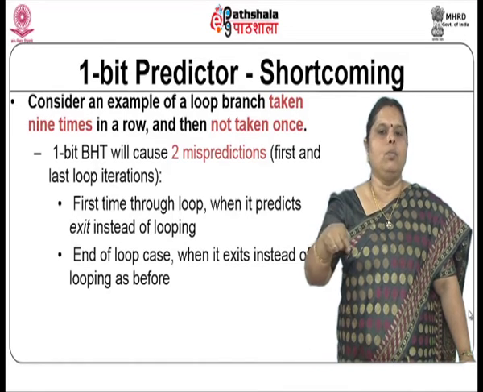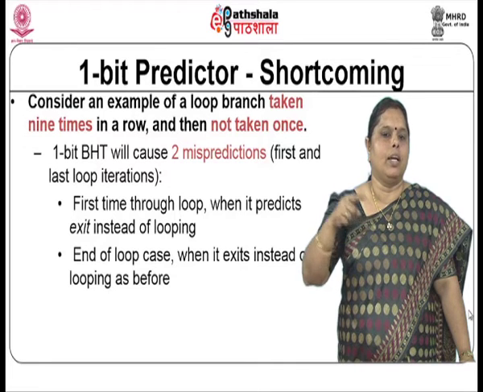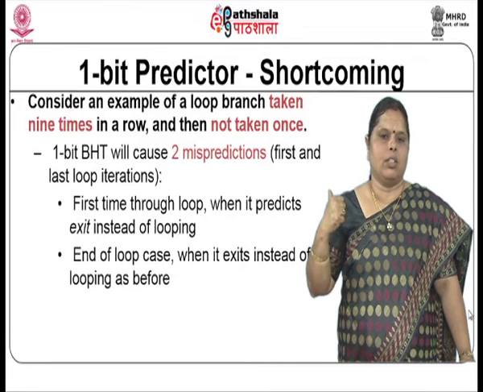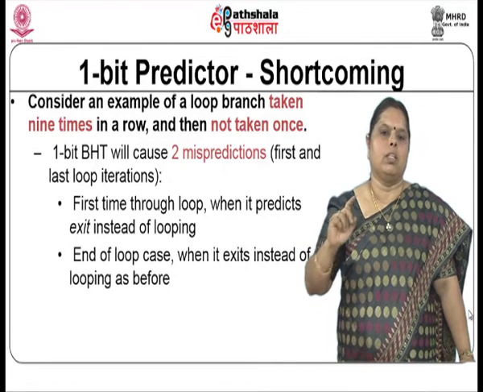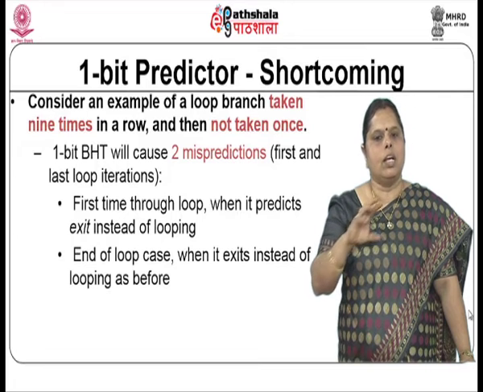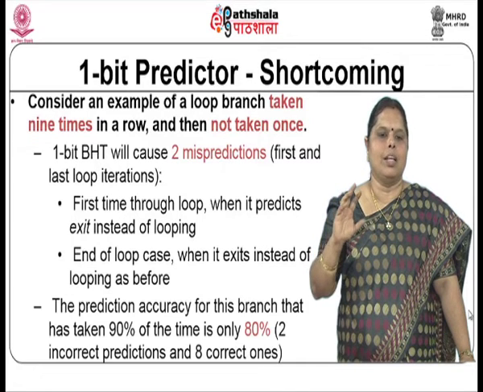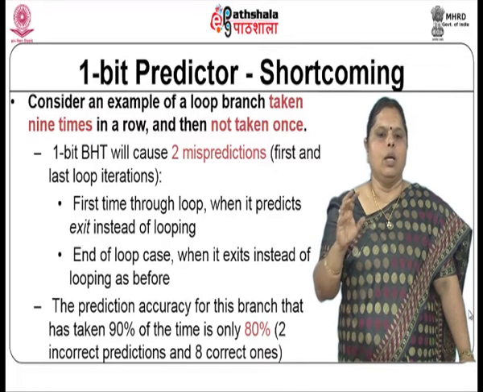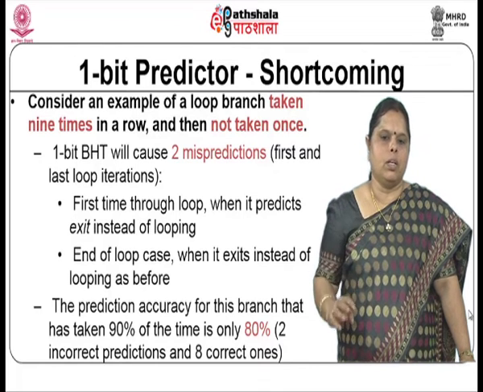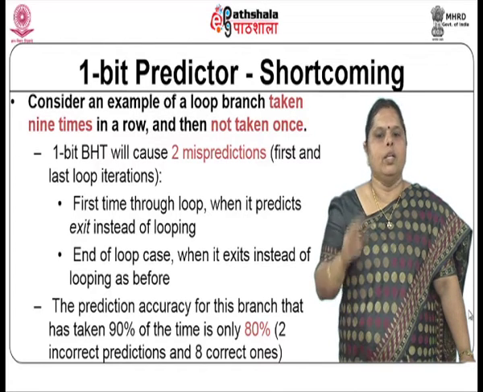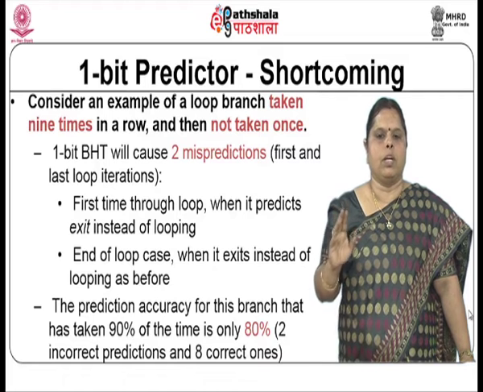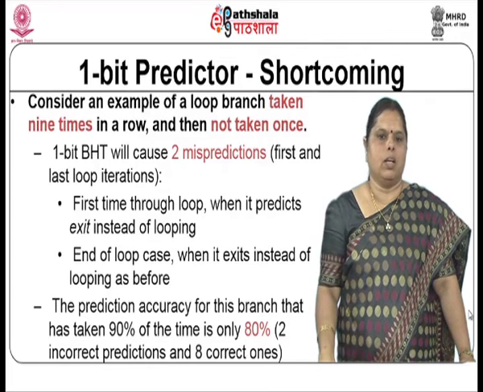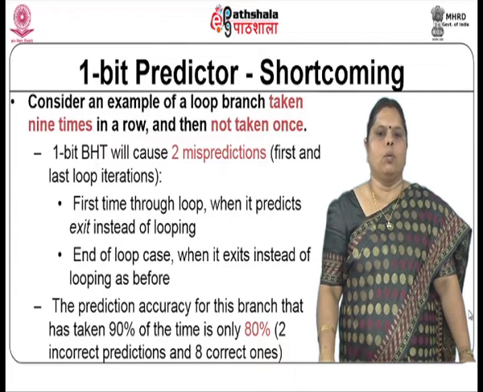The second time you enter the loop, it will still predict it as not taken, because your last iteration was not taken, but you will find that the branch is taken. So, even in clear cut, clearly defined loops like that, where 90% of the time the branch is going to be taken and only 10% the branch is not going to be taken, you will find that you will have two mispredictions and it is only 80% correct. So, that is the shortcoming with your 1-bit predictor.